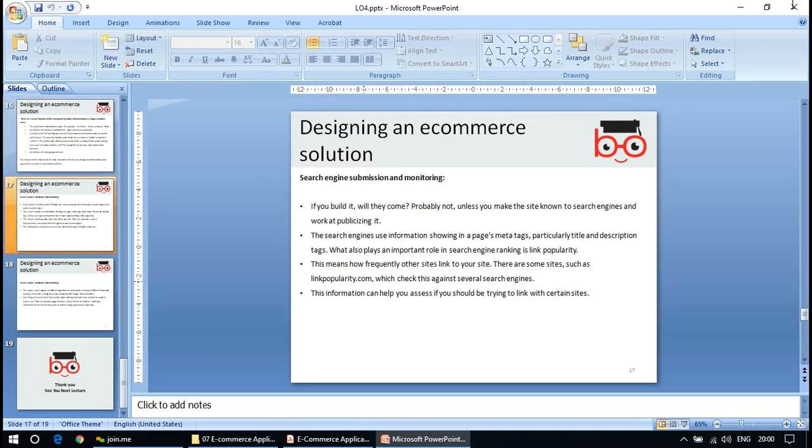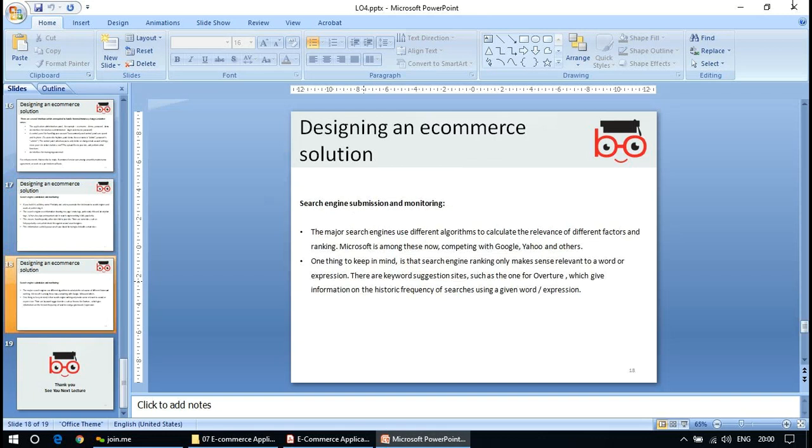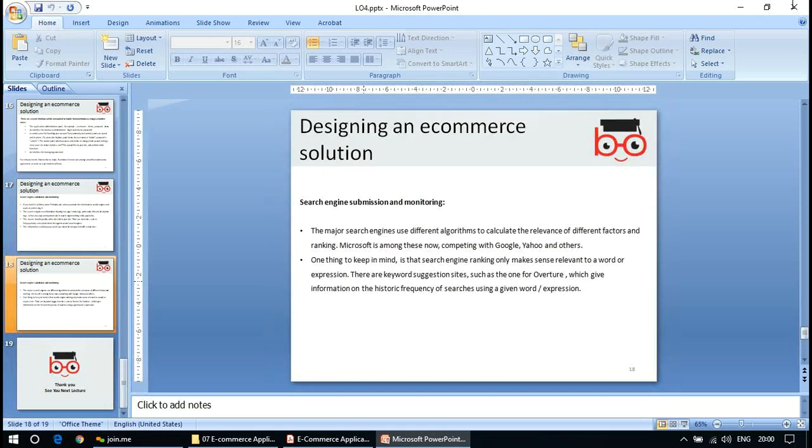Then search engine submission and monitoring. Whatever you create, you submit your website to Google. Google can take a little longer to crawl the web, but there are certain procedures where you explicitly submit the website to the search engine. Do you know that? Yeah. Then search engine submission, and that's it.